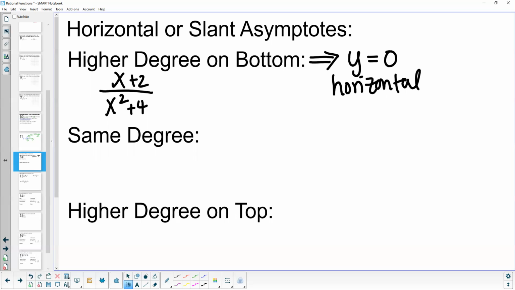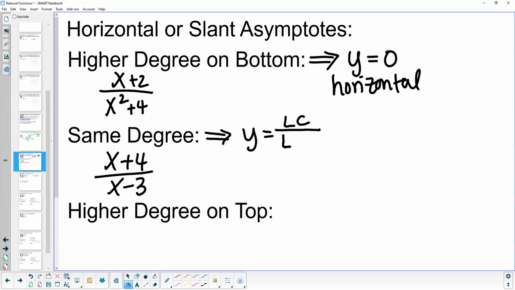Now, if we have polynomials with the same degree, so we have x plus 4 over x minus 3, something like that, this is also going to be a horizontal asymptote. But if they have the same degree, then y is going to be the leading coefficient of the first divided by the leading coefficient of the second. So in this case, we've got a 1 and a 1. So ours would be y equals 1 here.